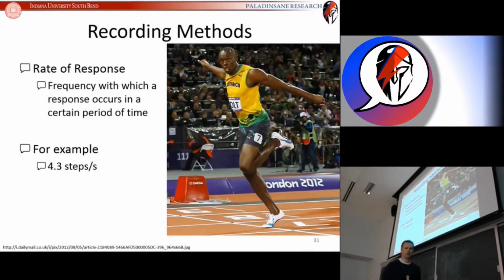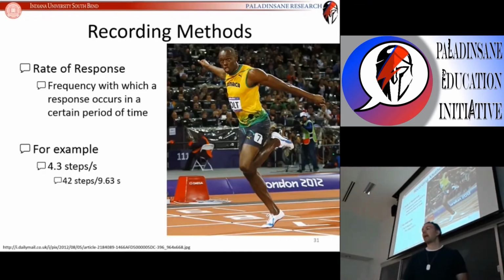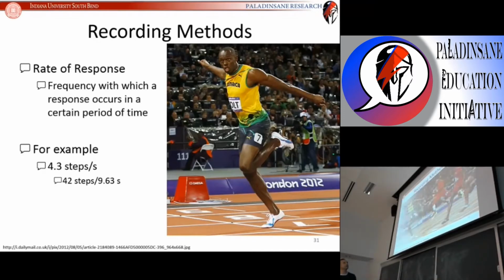I believe that was 2012. Yep, there it is, London in 2012. So he took 4.3 steps per second. We know this because people counted his steps. He took 42 steps in his 9.63 second win. And if you're wondering what's he doing all alone there at the finish line, it's because everybody else is way back there.